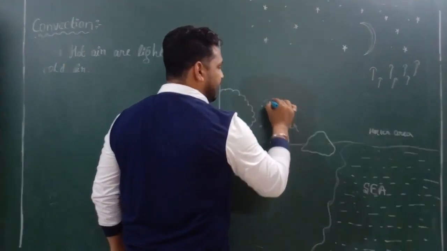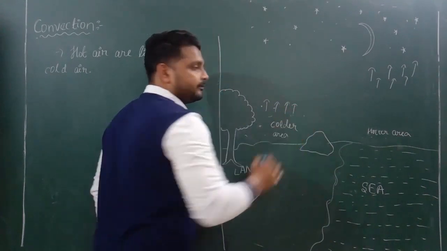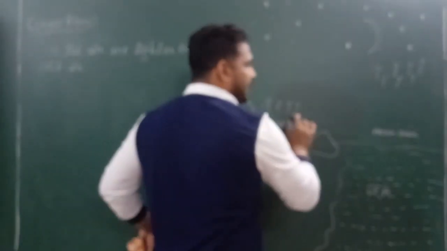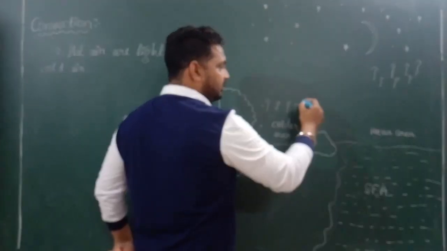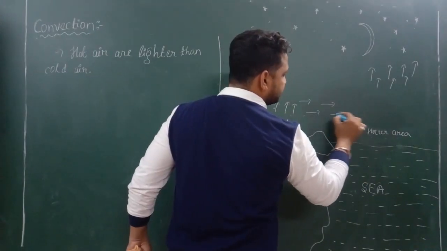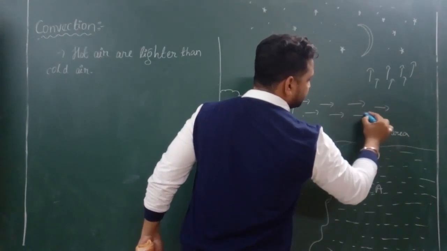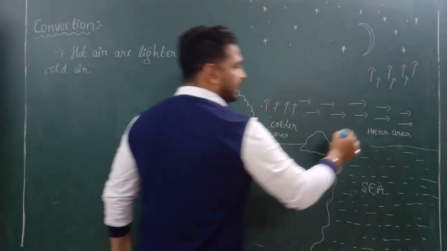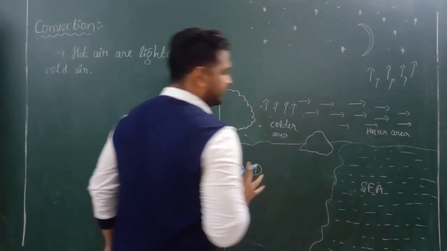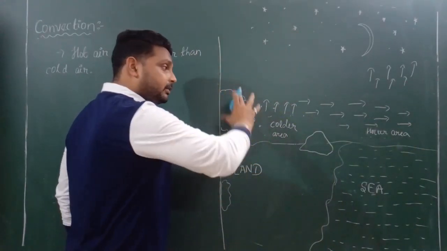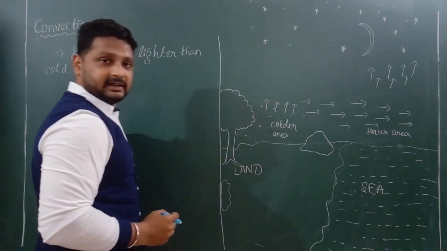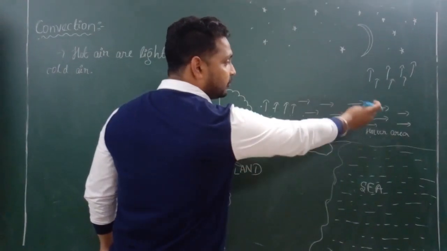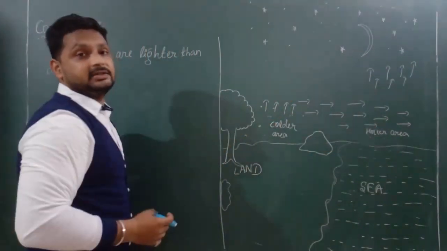Now, since the air here is generally colder at night, what will it do? This air will move here to fill the gap, right? So the air is now moving from land towards the sea. This flow of air, or this flow of wind, is called the land breeze.